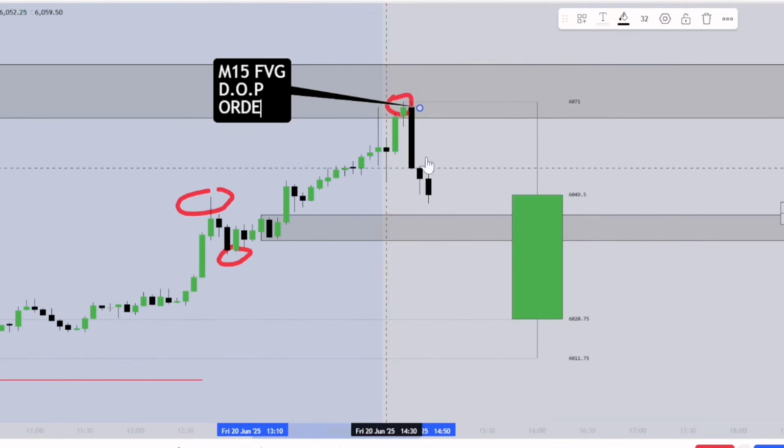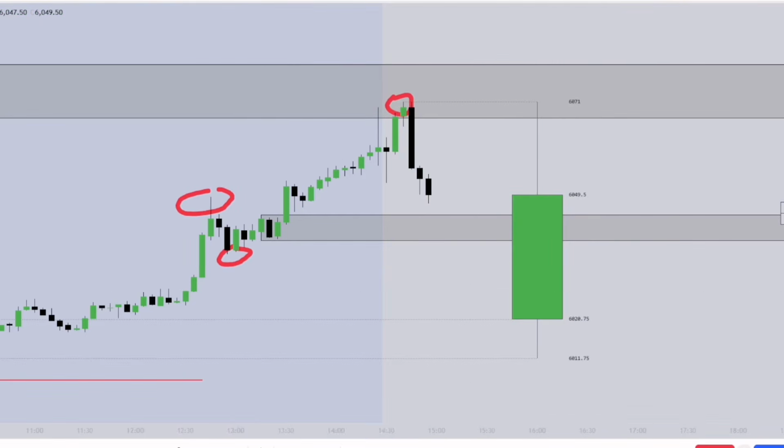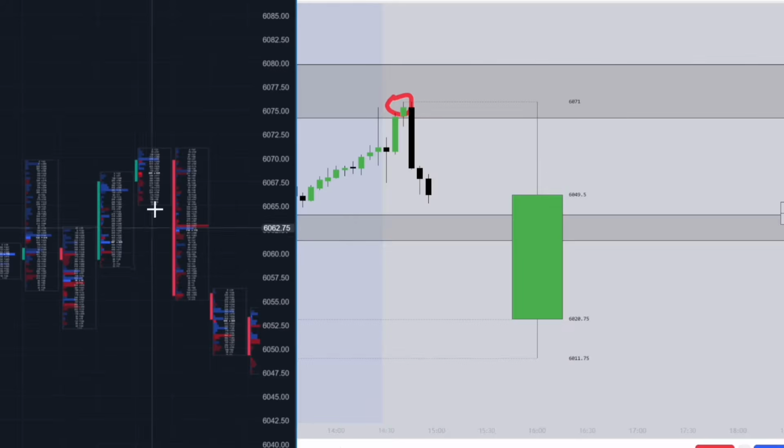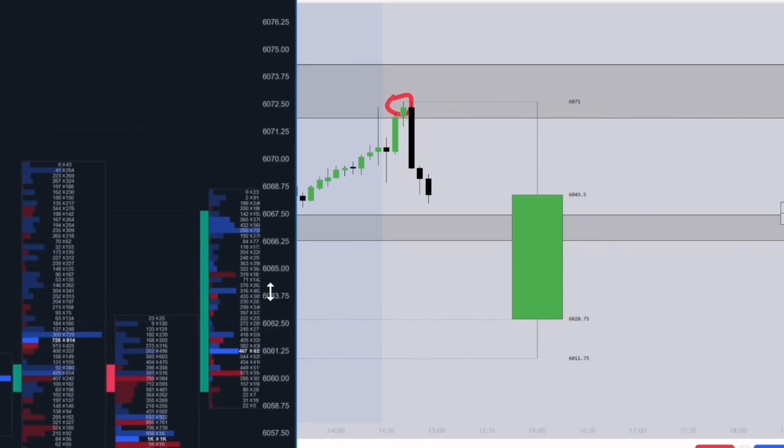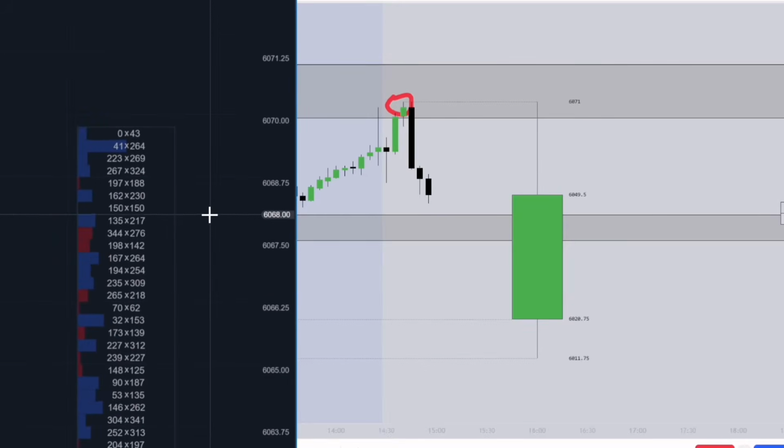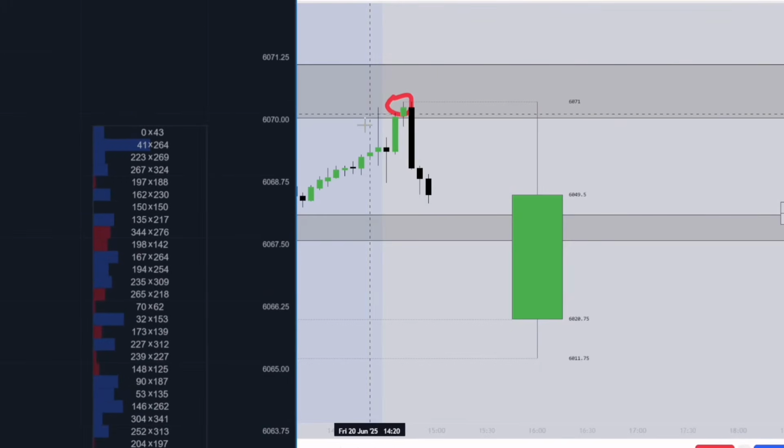If we go now to the ATAS platform, let's get it up next to us. We can see this rejection, and we're going to understand what was going on. Let's take a look at this wick. This wick here is very, very important. We're going to understand this side by side.